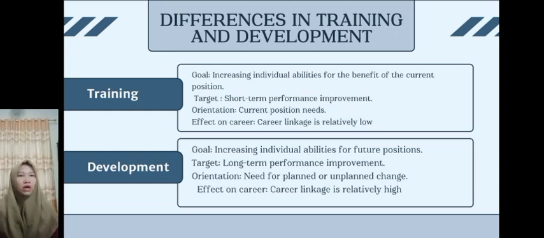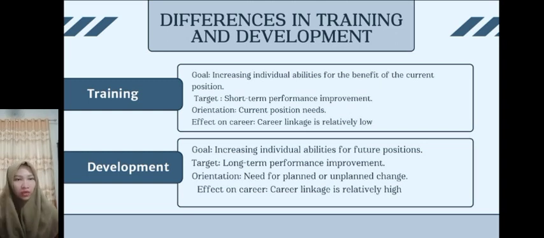Next slide about difference in training and development. First, training. Goals is increasing individual abilities for the benefit of current position. Target, short-term performance improvement. Orientation is current position needs. Effect on career is career linkage is relatively low.